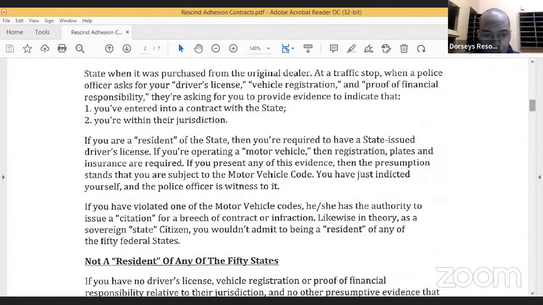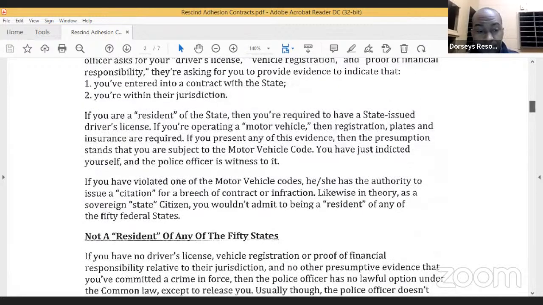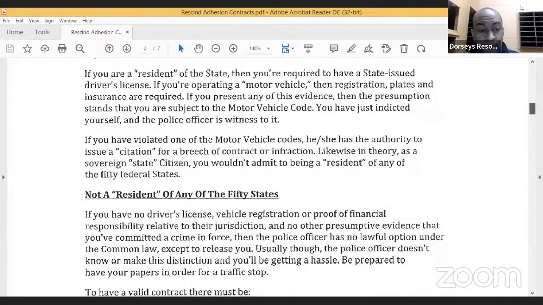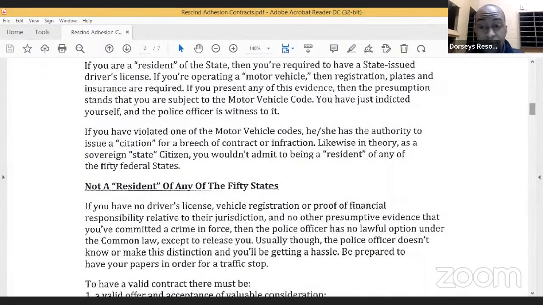It says, if you are a resident of the state, then you're required to have a state issued driver's license. If you're operating a motor vehicle, then registration plates and insurance are required. If you present any of this evidence, then the presumption stands that you are subject to the motor vehicle code. You have just indicated yourself and the police officer is witness to it. Let's see, those are forms of adhesion contracts.